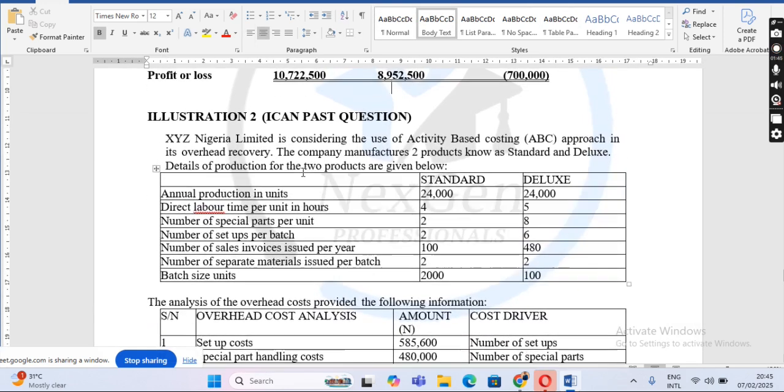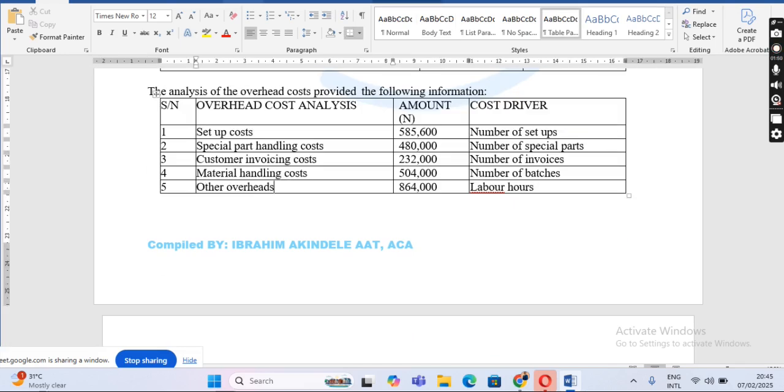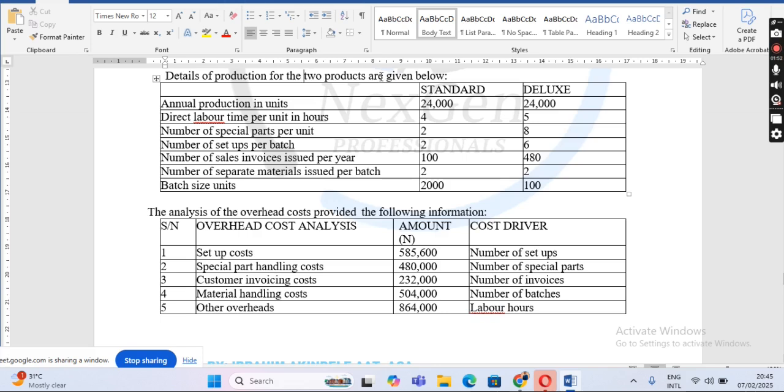Now, let's quickly check. You can see the direct labor hours per unit. I hope we've done that before, but let me quickly check. You can see that it is based on direct labor hours per unit, which means that you will use 4 hours to produce 1 unit. Now, when you want to produce 24,000 units, how many hours will you use? It will be 4 times 24,000 units. That gives you the total number of hours that you use in producing 24,000 units. The same thing is applicable to this.